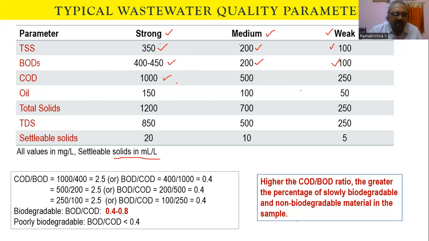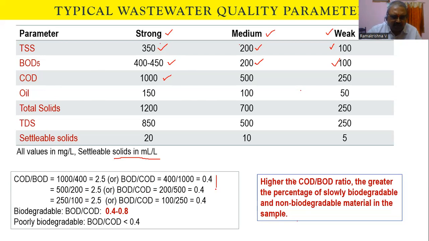Now you do that calculation here. For COD by BOD, for strong sewage, 1000 by 400, it is 2.5. If I take BOD by COD, it is 0.4. COD by BOD for medium sewage is 2.5, and for BOD by COD it is 0.4. For weak sewage, it is 2.5 once again, and for BOD by COD, it is 0.4.